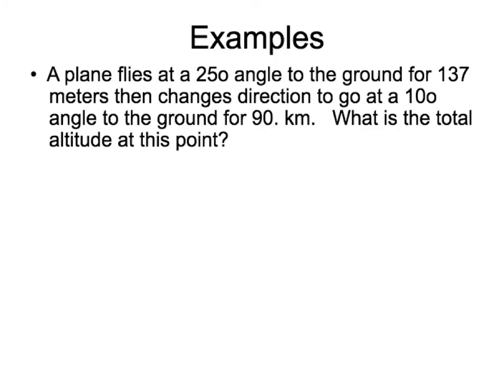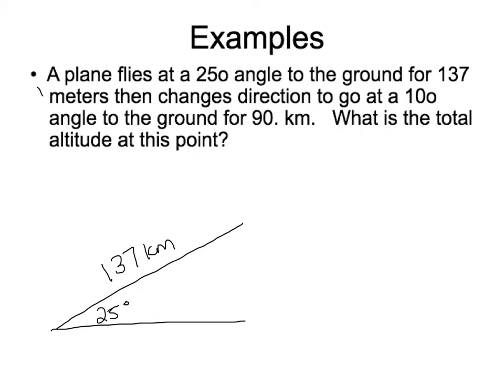Okay, so let's do the first one, and I'll try to draw some good pictures here, and you try to draw some good pictures that are to scale, and they have the right angle and that kind of stuff. So I'm going to have a plane that flies at a 25-degree angle to the ground. Now I know I'm making this 25-degree angle a little large, but I think it's going to be helpful to see it a little bit better. So the plane goes for 137 kilometers, not meters, kilometers. And then it changes direction and actually goes 10 degrees to the ground.